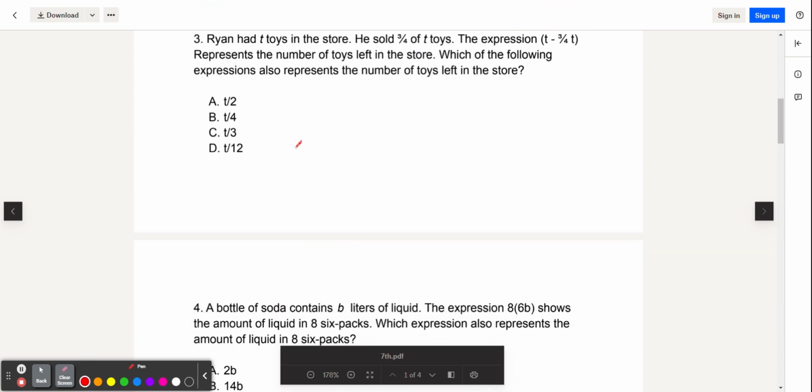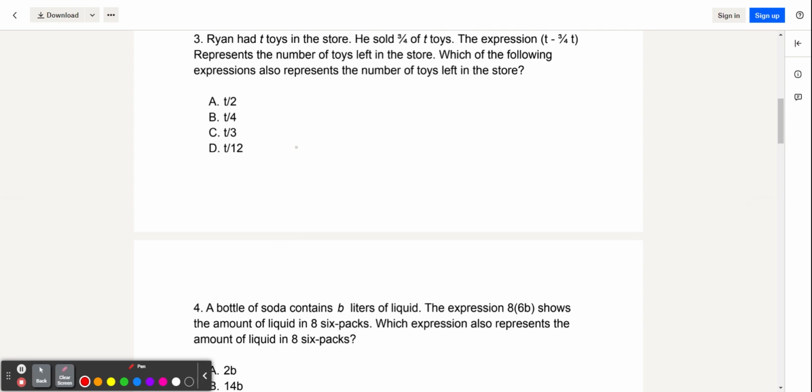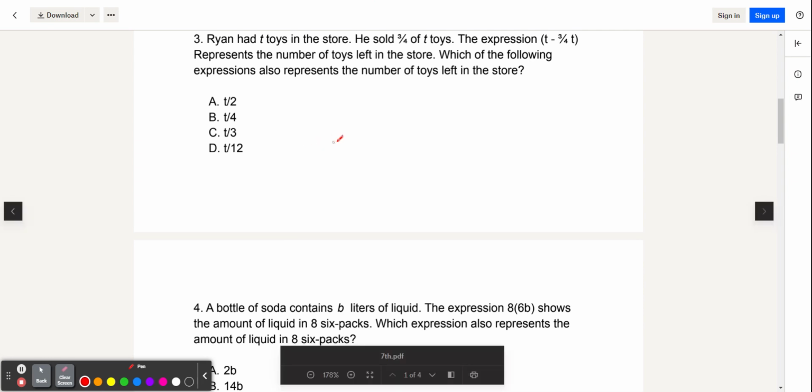Ryan had t toys in the store. He sold 3/4 of the toys. The expression t minus 3/4 t represents the number of toys left in the store. Which of the following expressions also represents the number of toys left in the store? Hopefully, you're able to solve this fairly quickly.